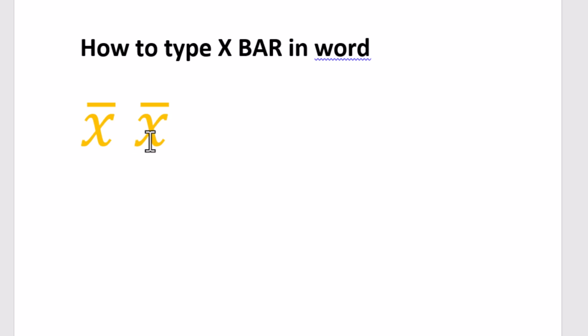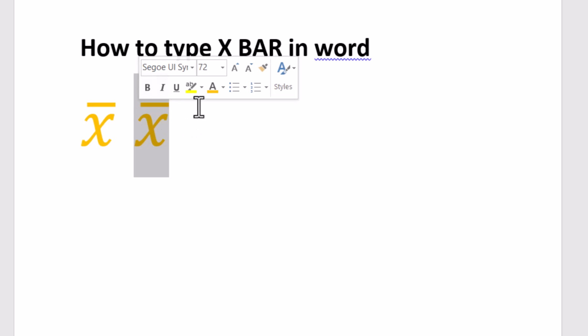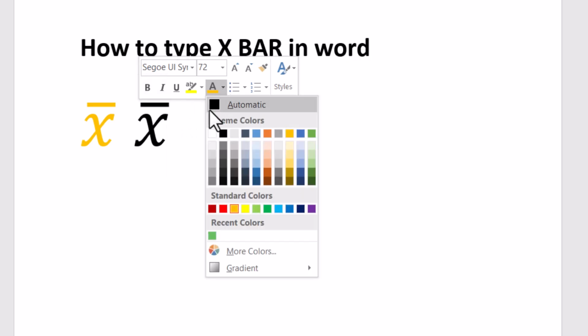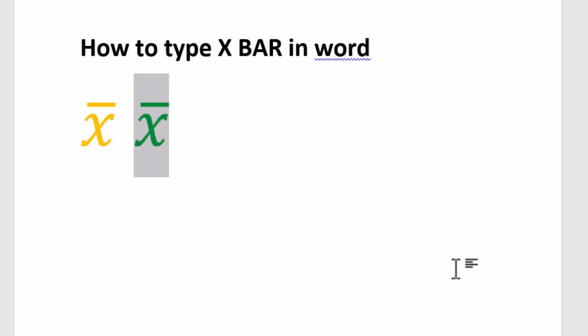You may need to change the color also. Just select it, and the Font Color option will be there. Click on it, open the drop-down, and change it to any color which you like.